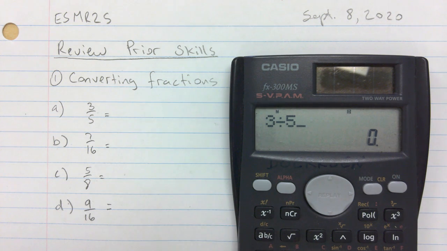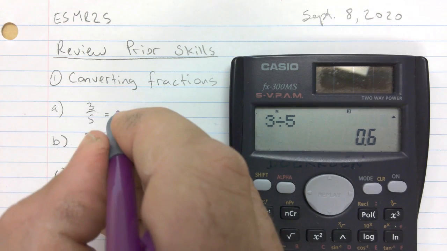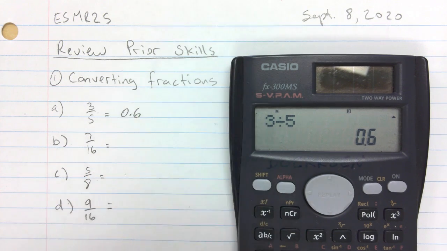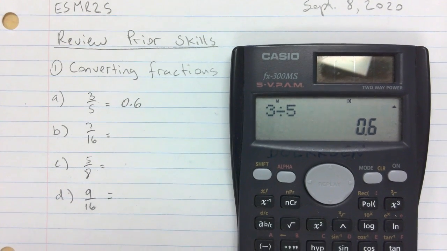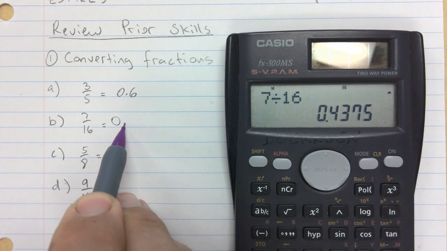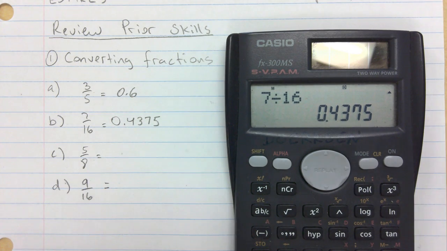Some of you will do a backslash. But anyways, you get 0.6. So that's it. You just write it down, 0.6. Okay, no problem there. What about 7 over 16? So 7 divided by 16. You get 4 decimals. And note that this one ends, right? It doesn't keep on going forever. So we actually just write down 0.4375. That would be correct to do.